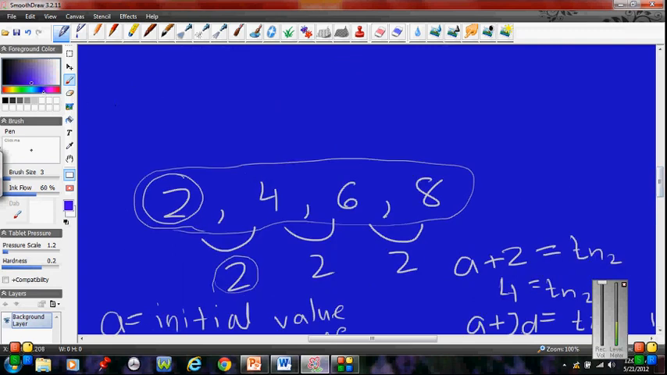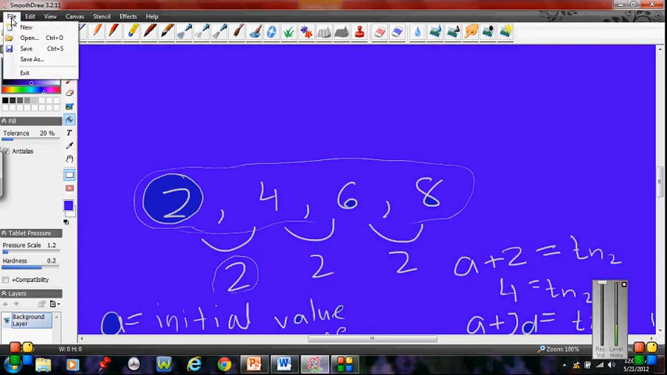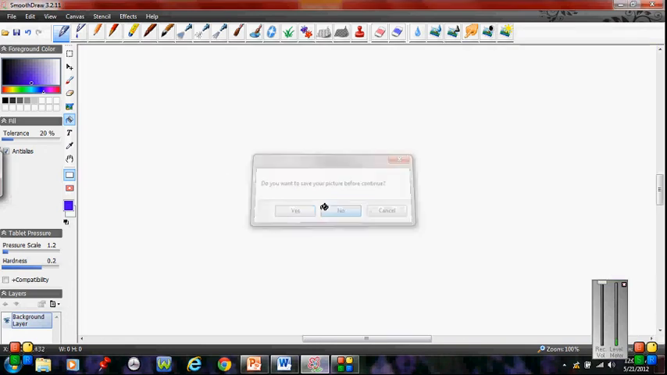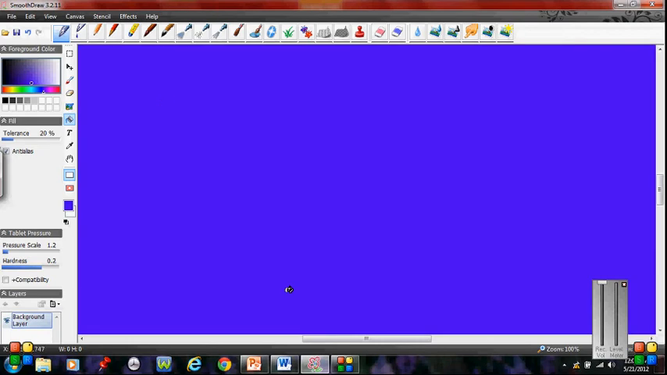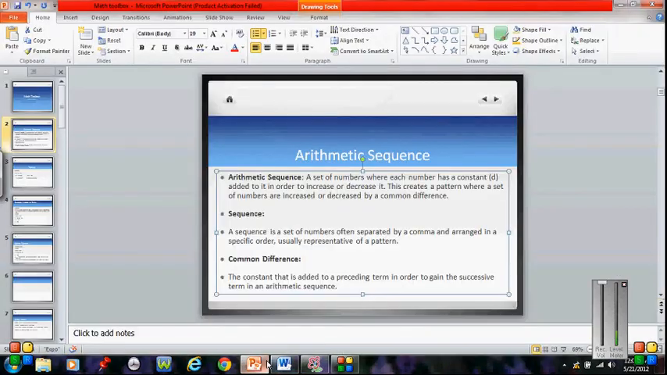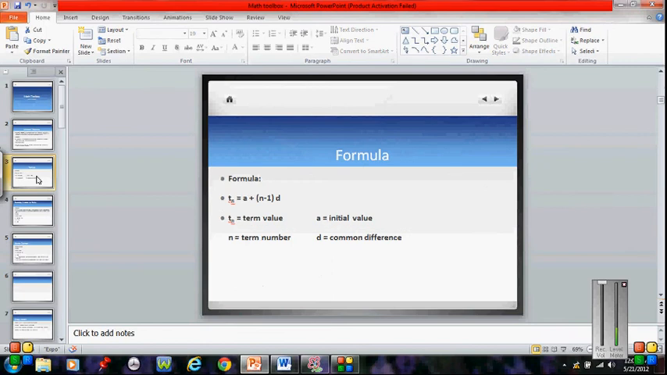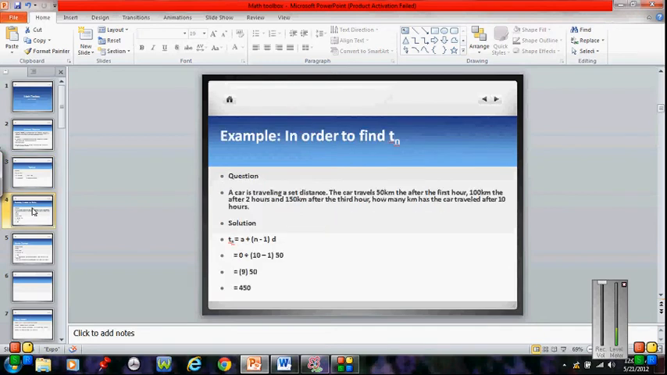Alrighty then, let's go back now and look at our, let me just open up a new page here so that we can do an example. Alright, let's go back to our PowerPoint. So, let's look at our formula, and there we have it. Tn is equal to a plus n minus 1 d. Alright, let's move on now.